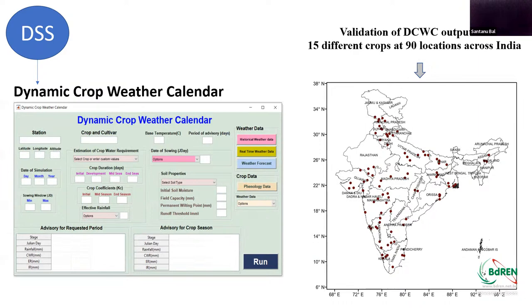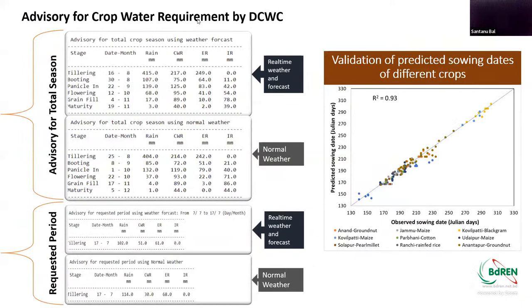For example, what is the water requirement between two crop stages, and what is the best time to go for sowing? And we have validated it across the centers, representing different kinds of agricultural regions. So you can see the agreement. That means whatever model we have developed in the DSS is working in a very good mode, and this can be used by the people who are preparing agronomic advisories.